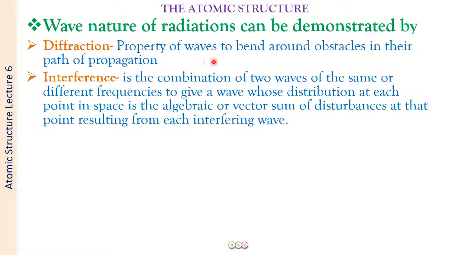Diffraction is the property of waves to bend around obstacles in their path of propagation. So what do I mean by that? You all know that light travels in straight lines, right? So if we place an obstacle in the path of light, what happens? A shadow is created, right?